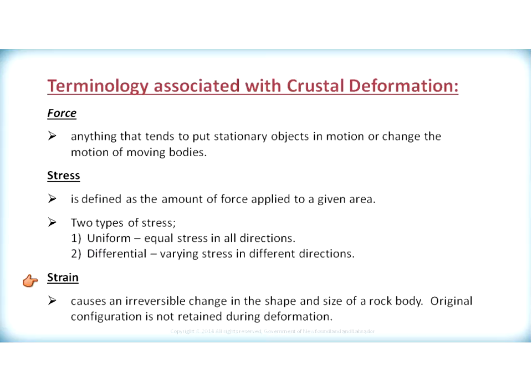The third term that we look at is called strain. Strain causes an irreversible change in the shape and size of a rock body. The original configuration is not retained during the deformation. So these 3 terms are common terms that are used when we look at crustal deformation.